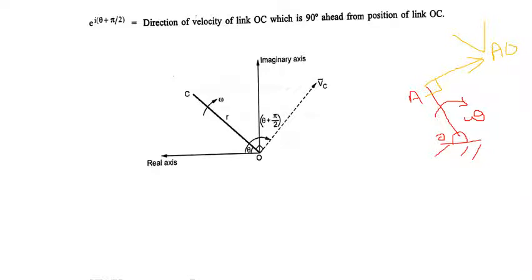You can see here OC is the link which is rotating in a clockwise direction. Therefore, its velocity is tangent to it, or perpendicular to it. So the angle between these two lines is 90 degrees. Here the velocity of link C is acting. So this is the similarity between the graphical method and the analytical method.